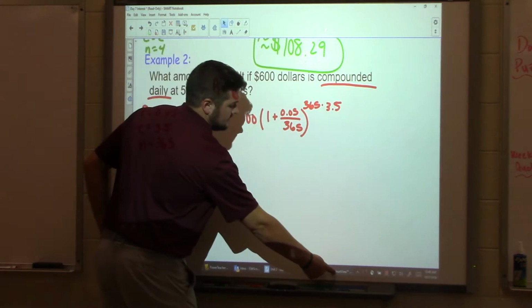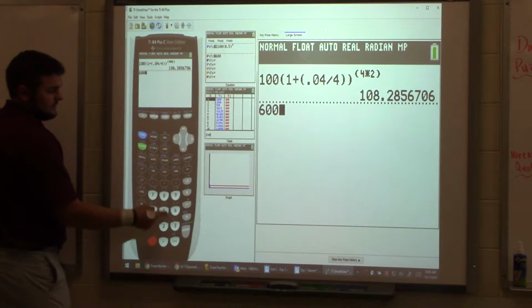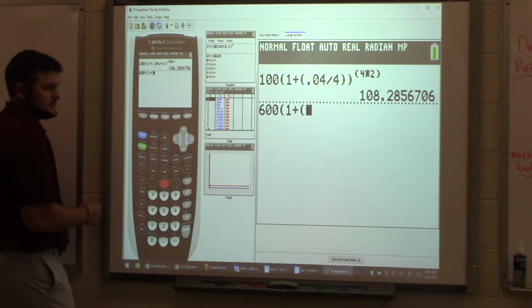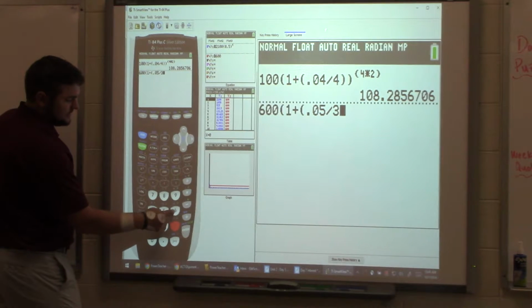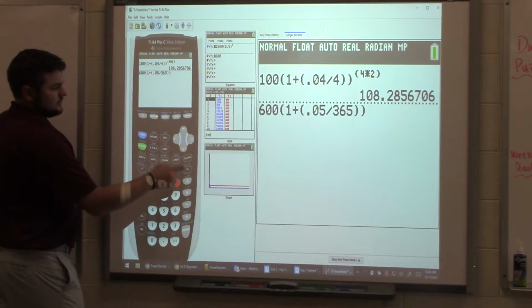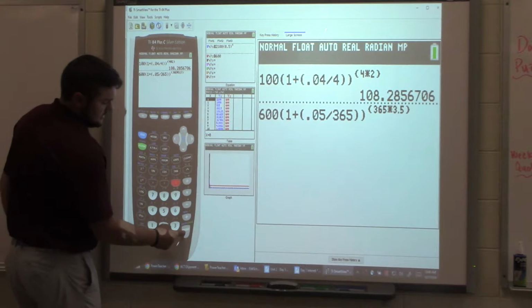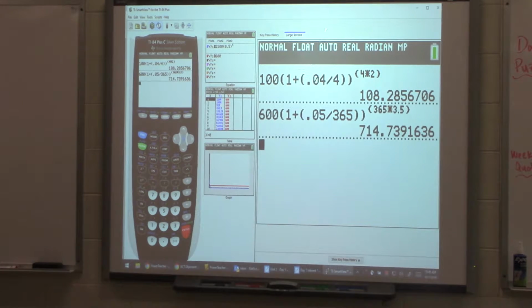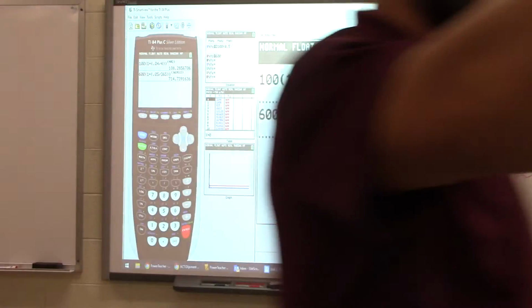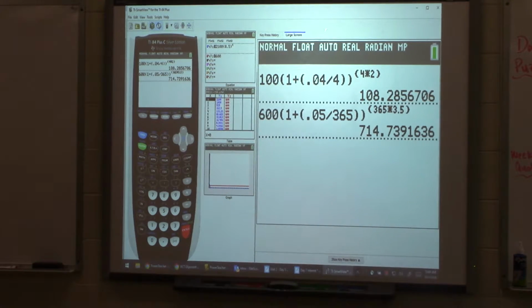So I'll do it with my calculator again. 600 times 1 plus, and then in parentheses, 0.05 divided by 365, to the 365 times 3.5 power. And you should get the same answer as me. If you don't have all the parentheses, the newer calculators will do the order of operations for you. But Evan's calculator might not, so he's got to make sure he's got those parentheses in there. Double check that you know how to put it in your calculator correctly. Question. Does this work too?